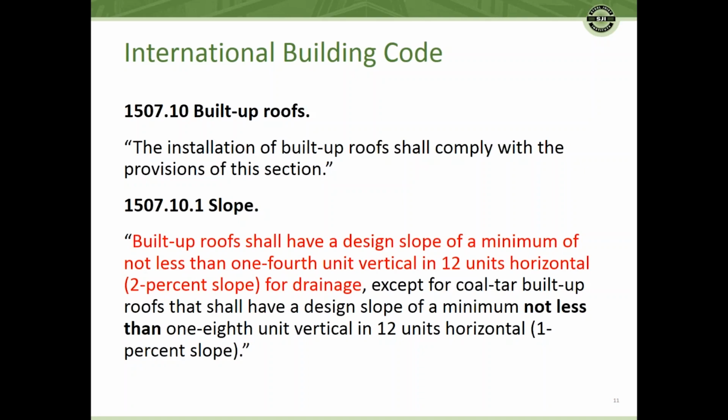There's one exception, which is shown on the slide, and that's for coal tar built-up roofs. I am personally not sure why that's the case. I can only surmise it's because the coal tar roof is very slippery and the water kind of runs off nicely, but I don't know that for sure. But remember, roofs shall have a design slope of 1/4 on 12.